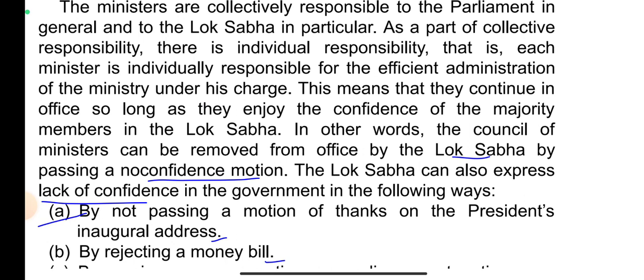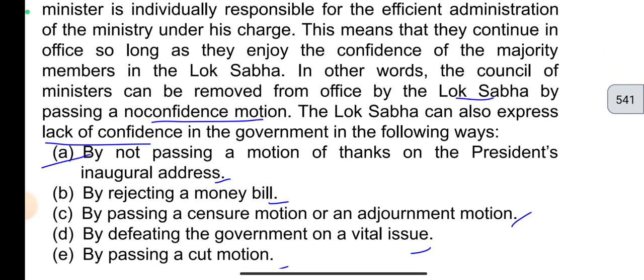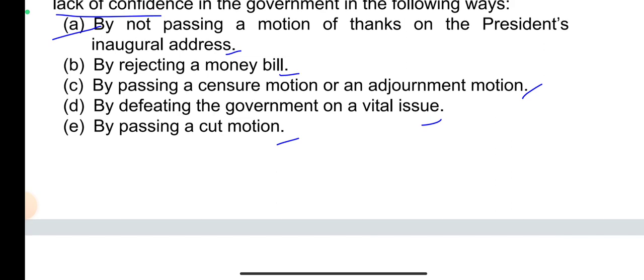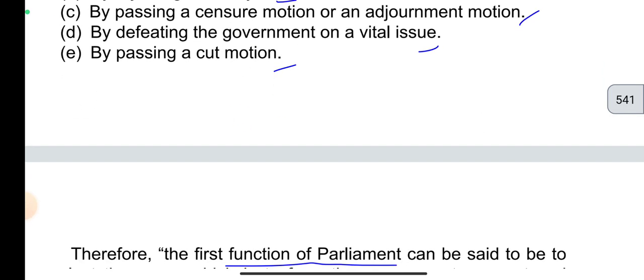In other words, the Council of Ministers can be removed from office by the Lok Sabha by passing a no confidence motion. The Lok Sabha can also express lack of confidence in the government in the following ways: by not passing a motion of thanks on the President's inaugural address, by rejecting a money bill, by passing a censure motion or adjournment motion, by defeating the government on a vital issue, by passing a cut motion.